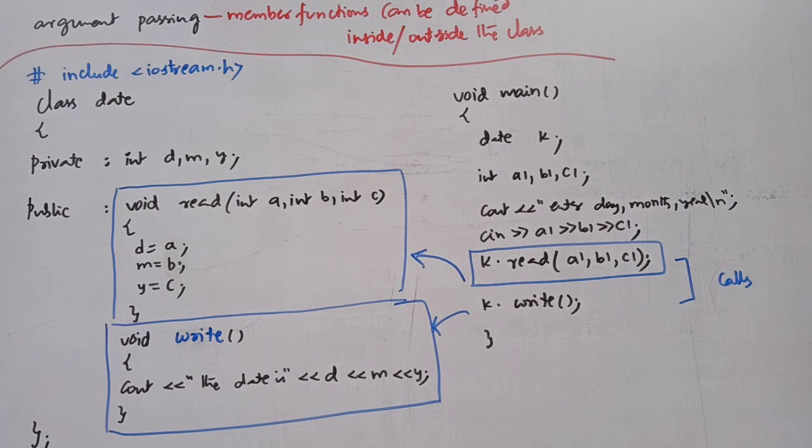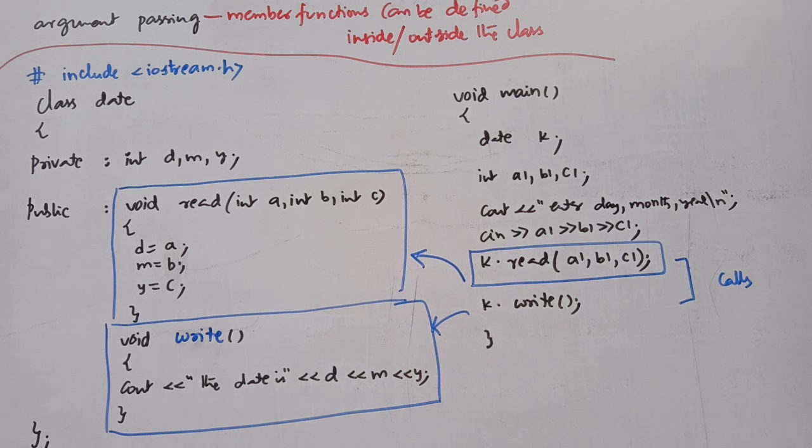Look at the main program. K is your object. And A1, B1, C1 are three variables. Enter day, month, year, that is A1, B1, C1. k.read(A1, B1, C1). Read is a member function with three arguments. So you're reading the input data in the main program and passing it to the concerned member function. A1 value is passed to A, B1 to B, and C1 to C. No confusion regarding any of the things here.